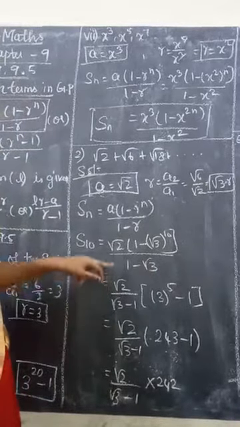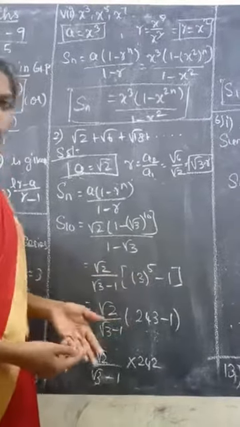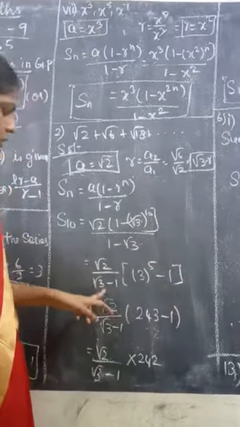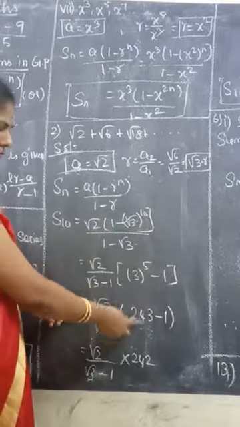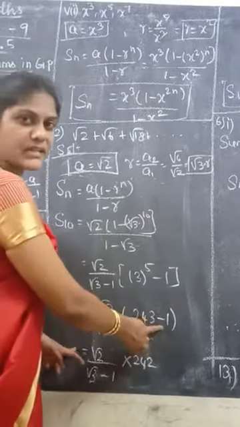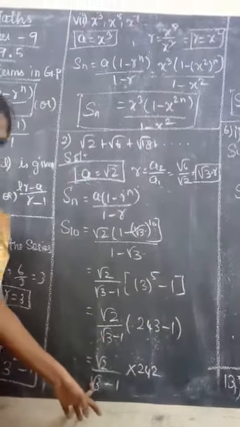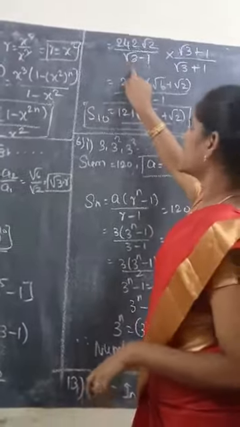Simplify it, you will be getting, listen, root 2 into 3 power 5. How? Because the root terms cancel. So 3 power 5 minus 1 divided by root 3 minus 1. Upper root 2 into 3 power 5, that is 243, minus 1. 243 minus 1 is 242. So 242 root 2 divided by root 3 minus 1.